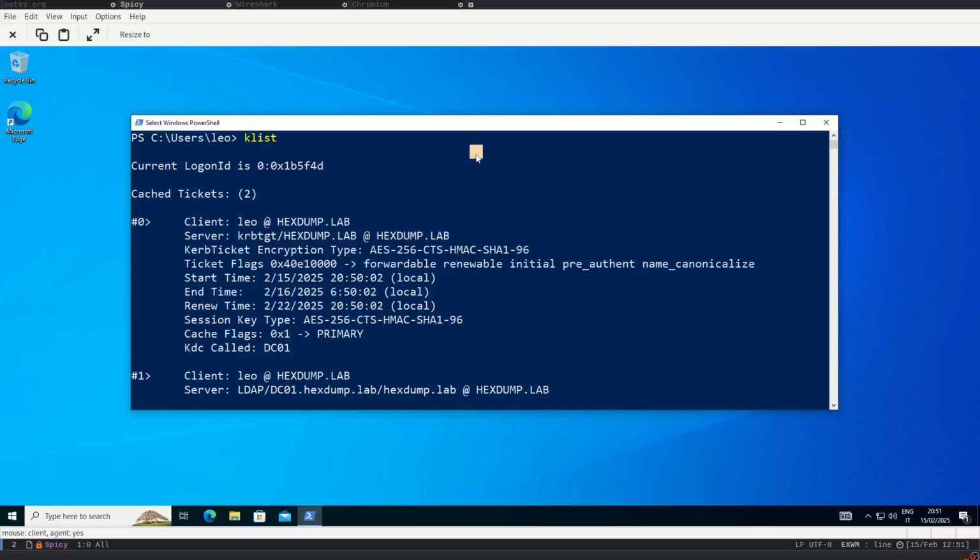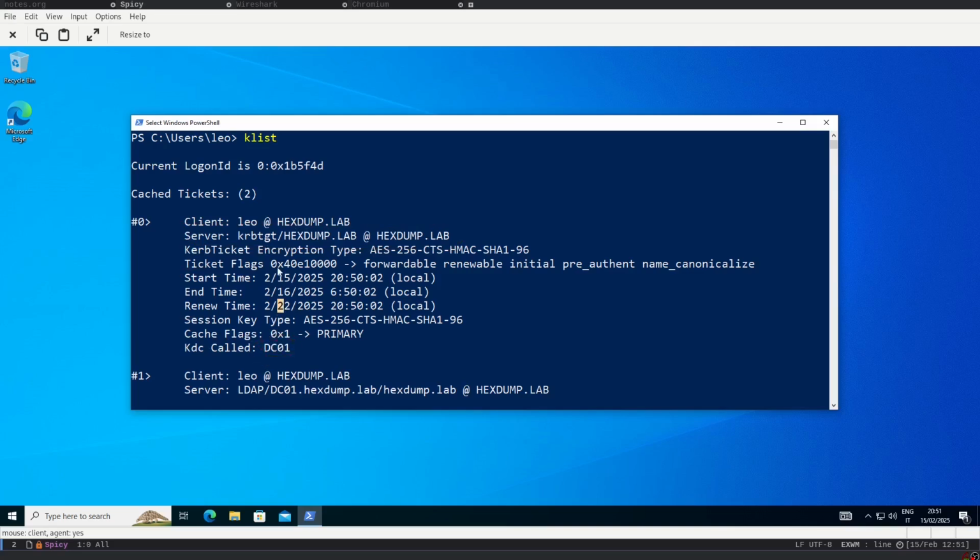And we can see that because the server it is based on is the KRB TGT, so it is the Kerberos KDC. So essentially, this defines this ticket as a TGT, a ticket granting ticket. Here we find the start time, the end time, the renew time, the session time, and the way that the KDC is called, which is DC01.